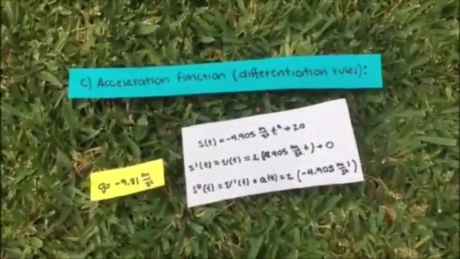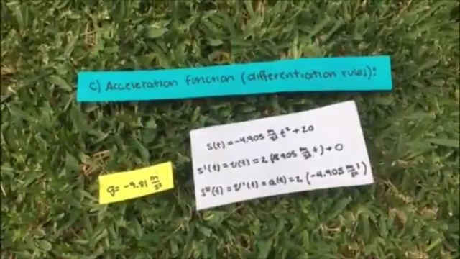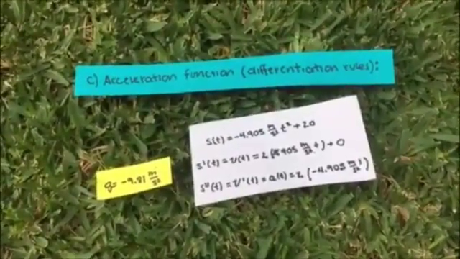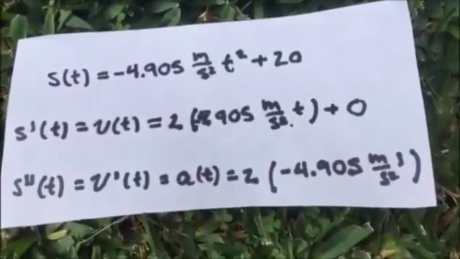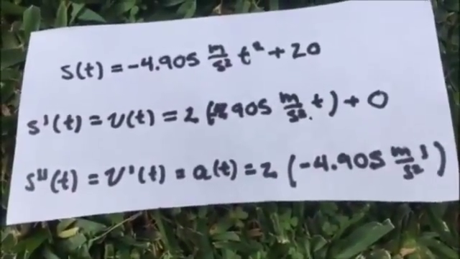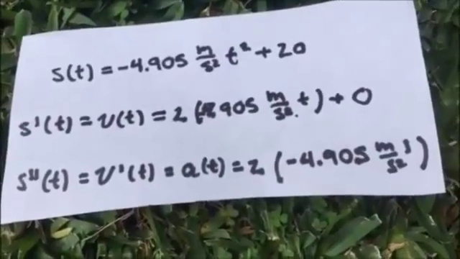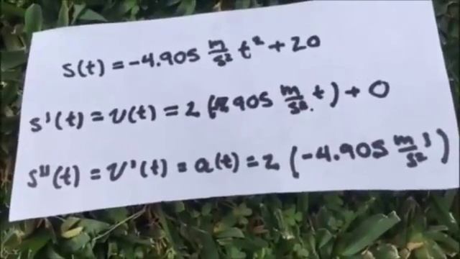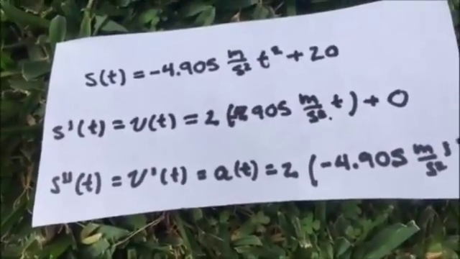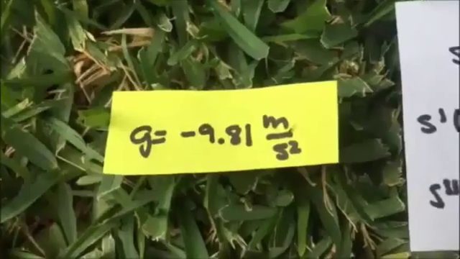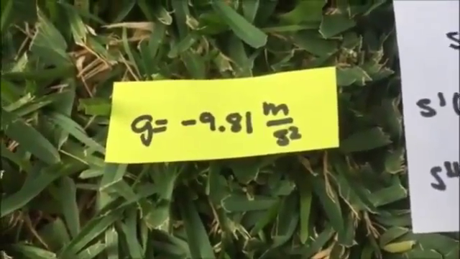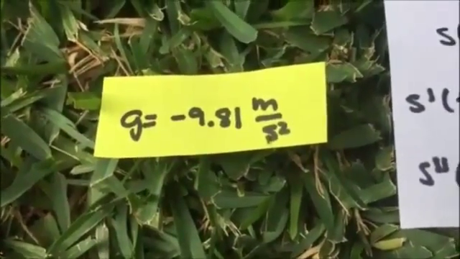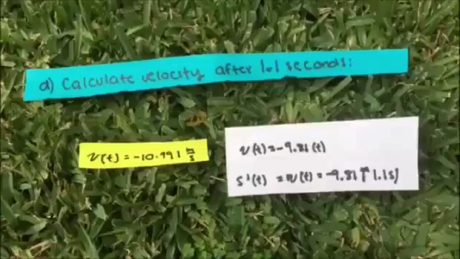Point C. Find the acceleration function by using differentiation rules. Using again our position function, we can derivate it in order to get our velocity function, so that we could derivate it into our acceleration function, which is later on going to result in the gravitational acceleration equals minus 9.81 meters per second squared.